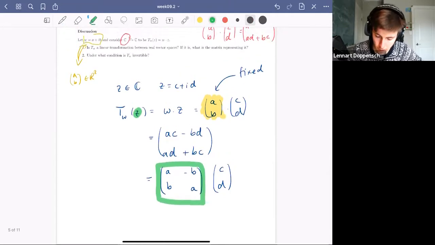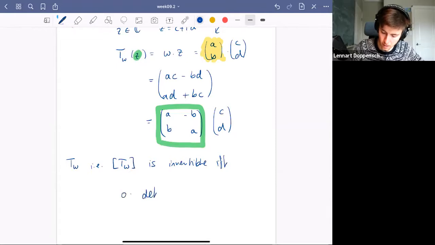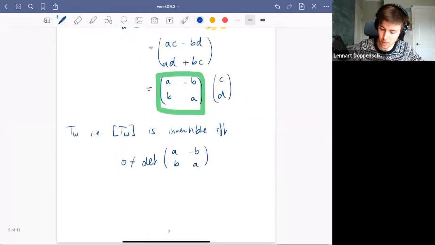Now the question is, when is this invertible? Does anyone have an idea? It's not a trick question. Yes, exactly. The determinant has to be non-zero. So this means the matrix of T_w is invertible if and only if the determinant of the matrix with entries a, minus b, b, a is non-zero. What is this determinant? Well, this determinant is a squared plus b squared.